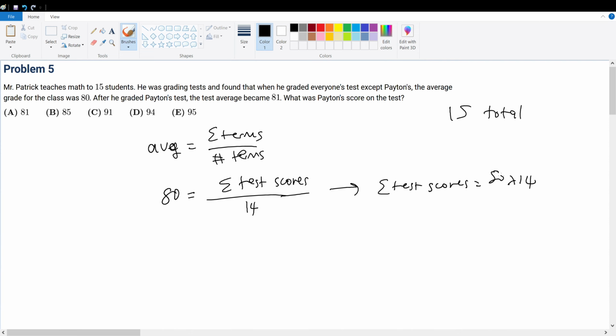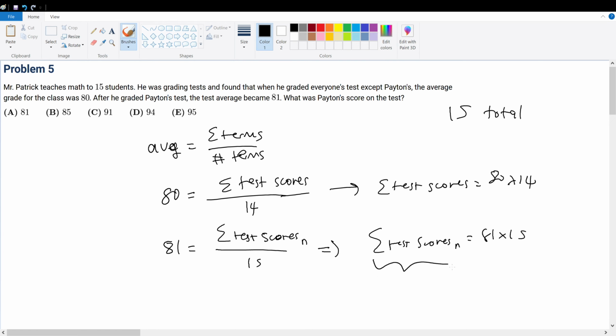Now, let's read on. We read that after he graded Peyton's test, the average became 81. So 81 would now be equal to the sum of test scores over 15. And then I'll put a subscript n to represent new. So that means that the sum of the test scores, new, will be equal to 81 times 15. Now, what is the sum of test scores new equal to? Well, that is the same thing as the sum of the test scores plus the test score that Peyton got, plus TP, is equal to 81 times 15.